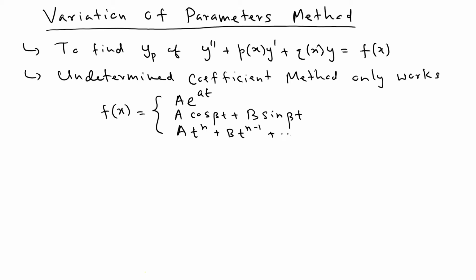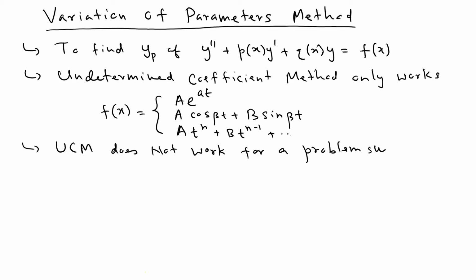So now the problem is, the undetermined coefficient method does not work for a problem such as, let's say, we have y'' + p(x)y' + q(x)y = tan x. If you have a problem like that, it doesn't work.